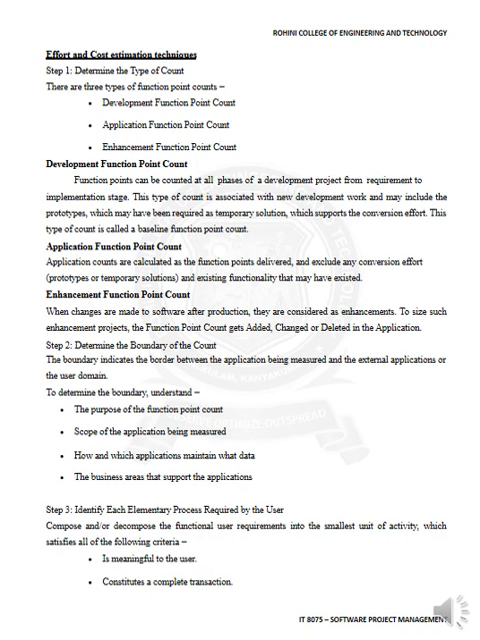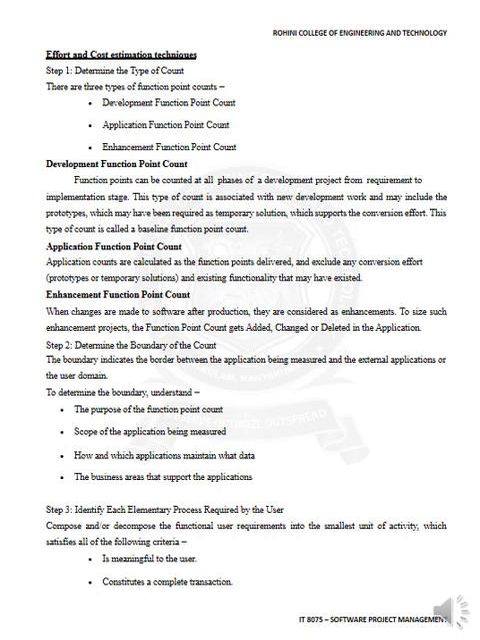Step 1. Determine the type of count. There are three types of function point counts: development function point count, application function point count, and enhancement function point count. Development function point count can be counted at all phases of a development project, from requirement to implementation stage. This type of count is associated with new development work and may include prototypes, which may have been a temporary solution which supports the conversion effort. This type of count is called baseline function point.